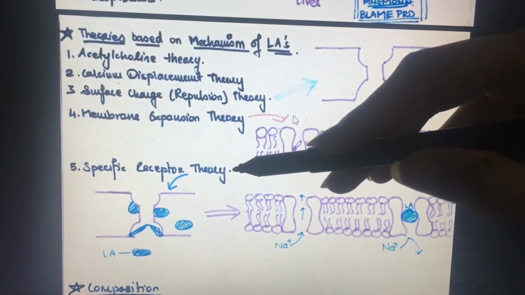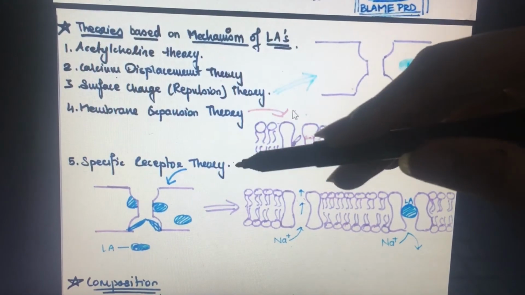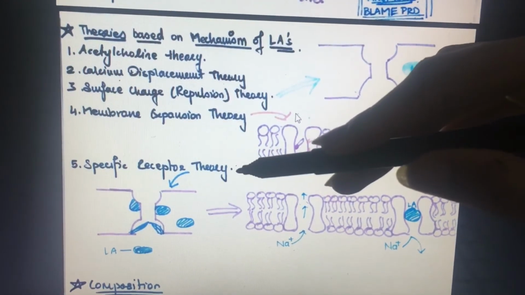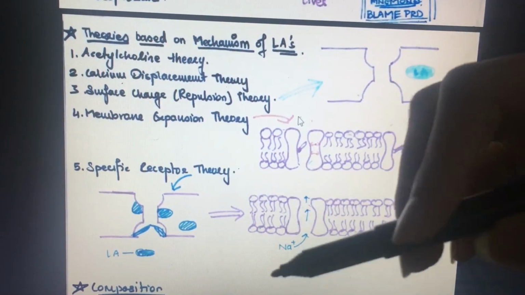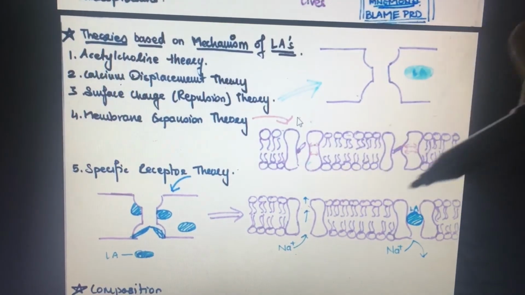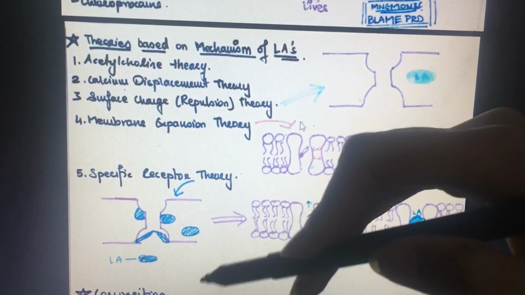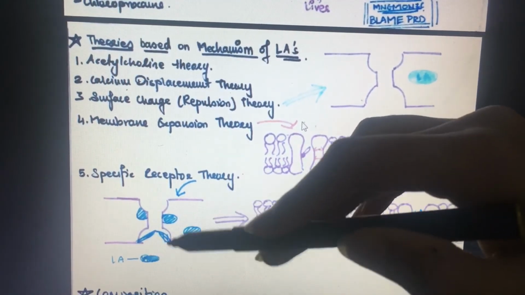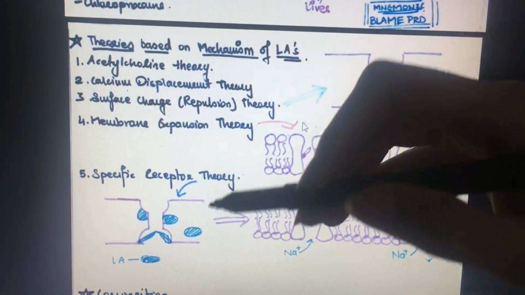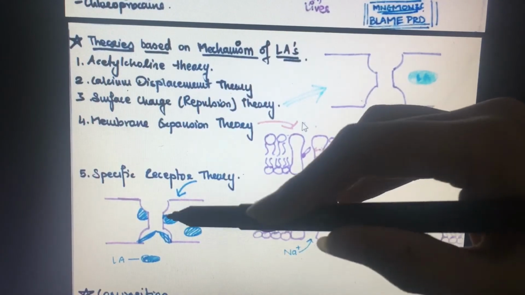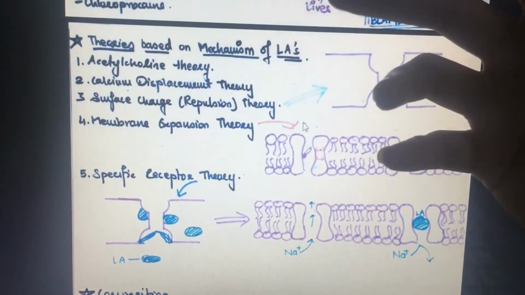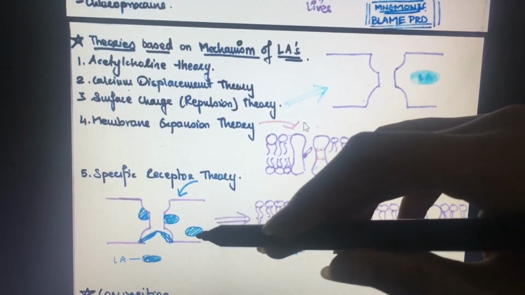Next one, which is the specific receptor theory, is widely used today. According to this theory, the local anesthetics act by binding to specific receptors on the sodium channels. The receptors can be either on the external surface or the internal surface or within the sodium channels. According to this theory, I had explained you the classification based on the biological side.